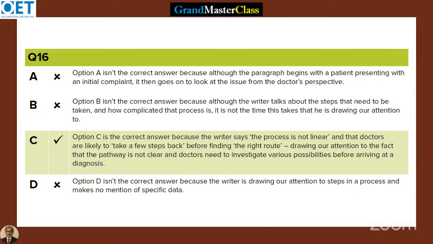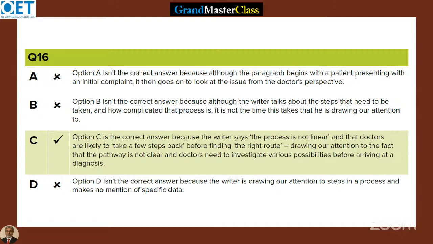Now, option C is the correct answer because the writer says the process is not linear. Linear means in a line, in a straight line. And that doctors are likely to take a few steps back before finding the right route. It's not a direct route. They'll go forward and backward and try to find the right route, drawing our attention to the fact that the pathway is not clear. And doctors need to investigate various possibilities before arriving at a diagnosis.